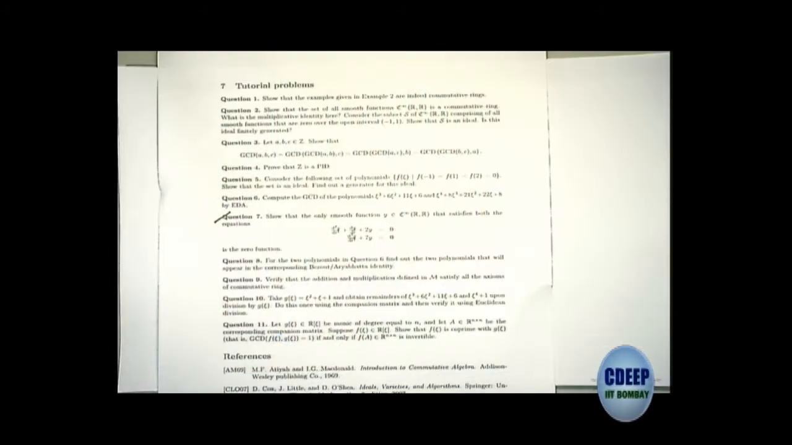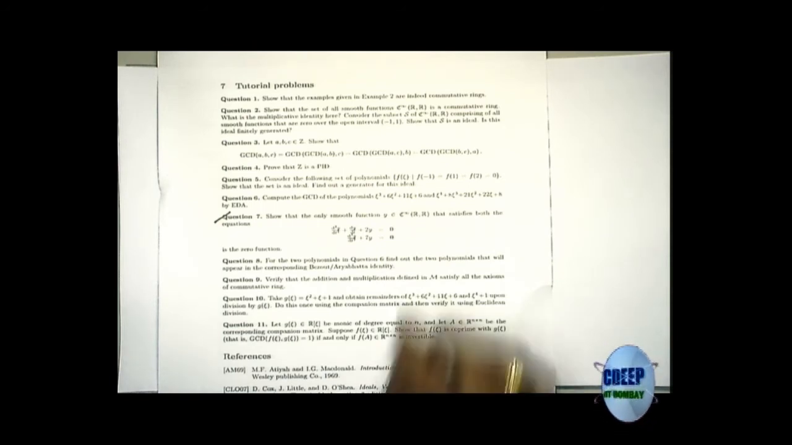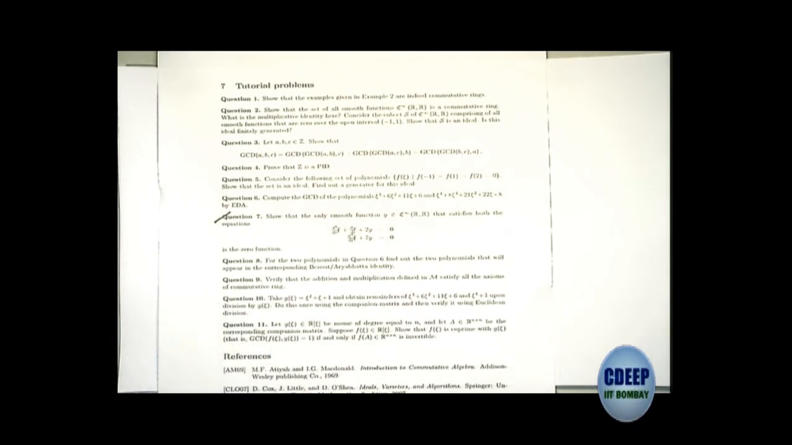Question 7 is: show that the only smooth function y, C infinity, that satisfies both the given equations is the zero function. No function other than the zero function can satisfy both the equations simultaneously.